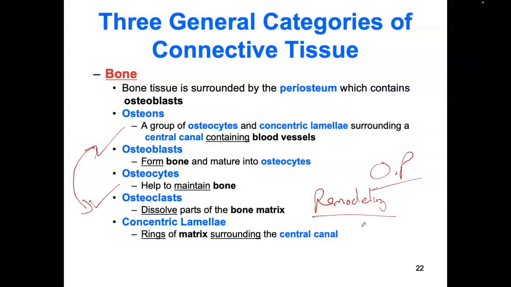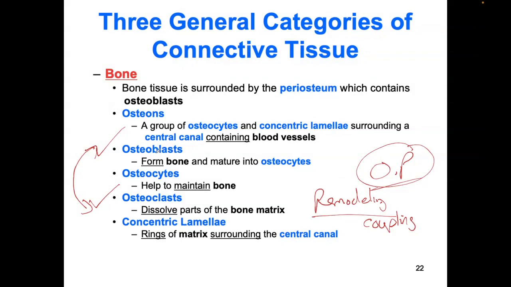There's a term for that called coupling. They make a good couple, don't they? They're working really nicely together. So when they're coupled, it's balanced. When they're not coupled, that means they're not building up and breaking down at the same rate. That's what osteoporosis is. Okay? So those are the two main types.